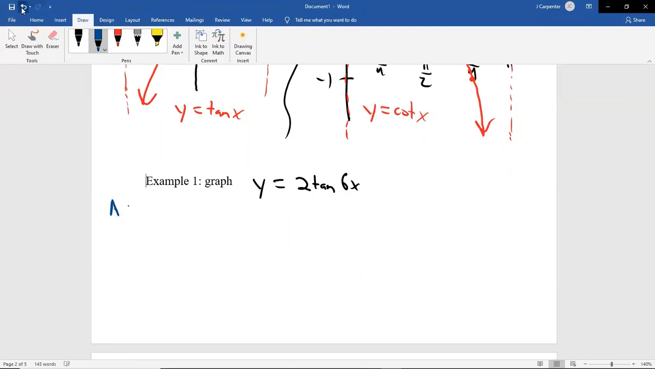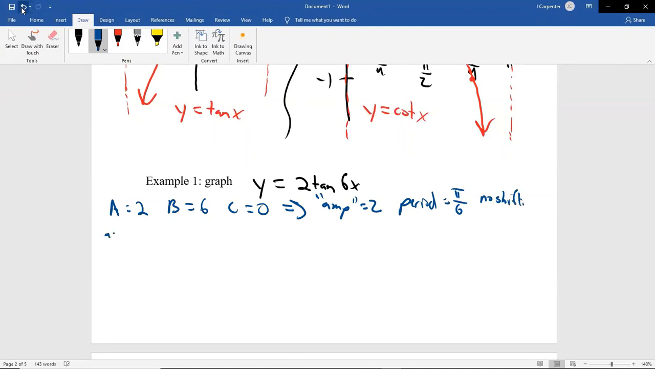So our A is equal to 2, our B is equal to 6, and our C is 0. There is no plus or minus a number. So that says the amplitude, and I like to put this in quotes because it's kind of not an amplitude, but still important, is 2. The period, so remember tangent has a period of pi traditionally, but now it's pi over b, so pi over 6. And there is no shift.